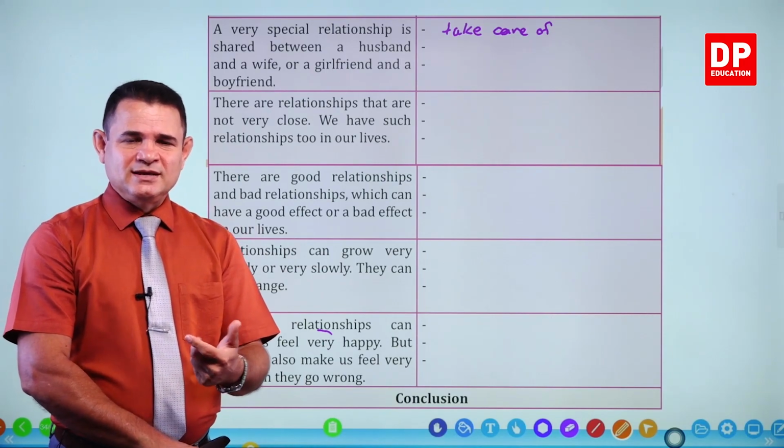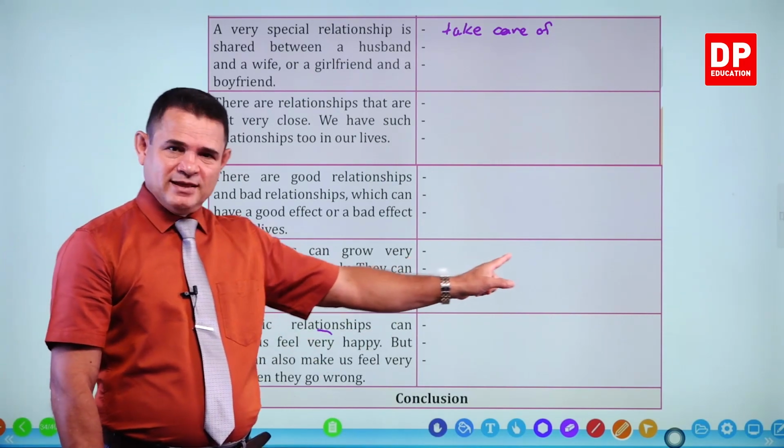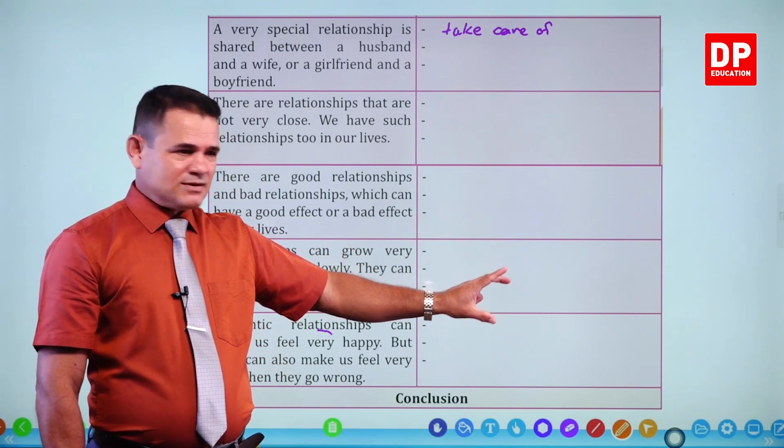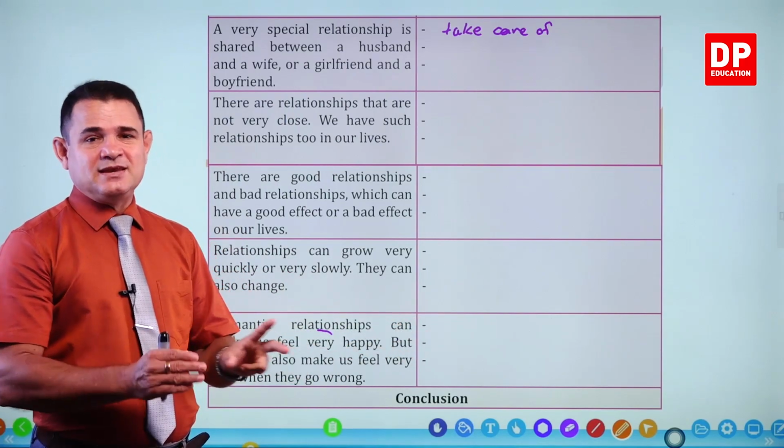You just include an example here, right? So that you are writing the paragraph with meaning.